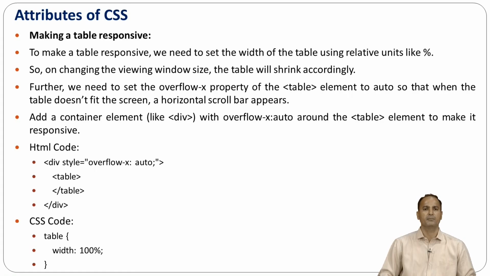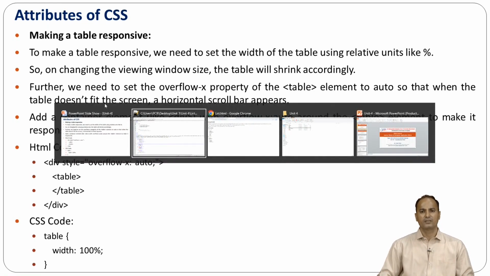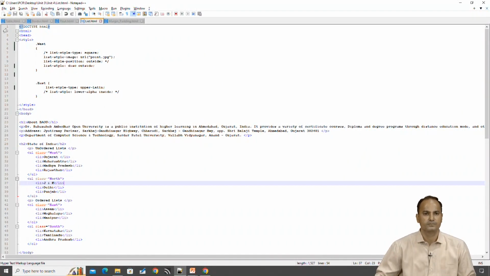If you want to make a table responsive, we can set a style in a division tag like overflow-x colon auto, and then after provide the width to the table as 100%. So whenever you resize the window, the content of the table will also adjust as per the size of the window, because now we have made the table responsive. Now try to understand this table property through the example. How do we set various properties for the table?